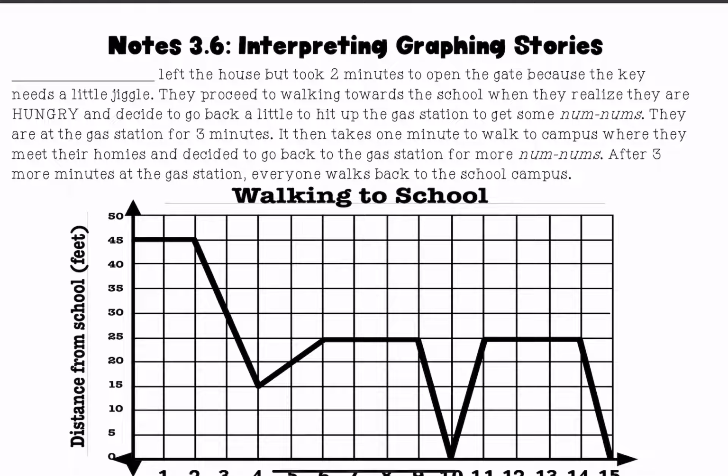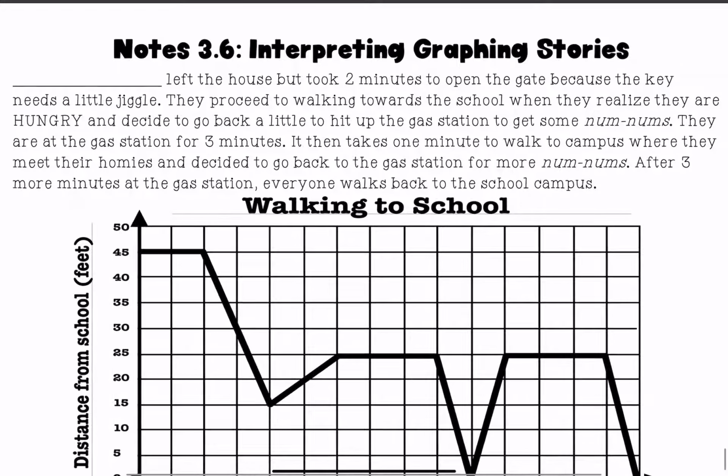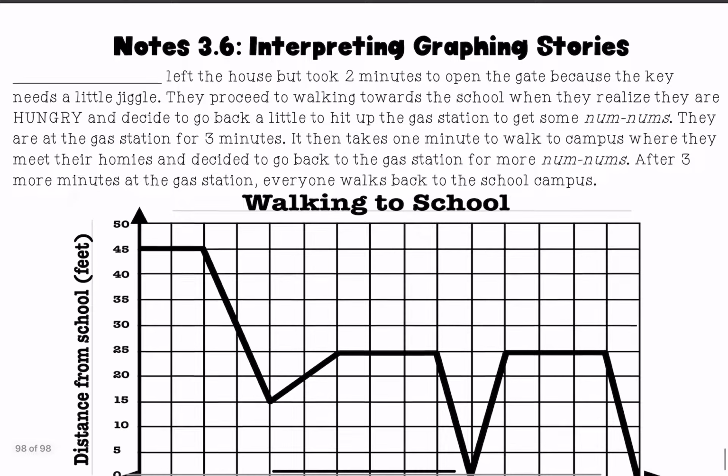All right, so today's notes is 3.6, interpreting graphing stories. We've done this before, but now we're going to apply it using all the mathy terms: domain, range, increase, decrease, constant, maximum, minimum, x-intercepts, y-intercepts, evaluating the graph, all of the things. So first we're going to pick a name from class.